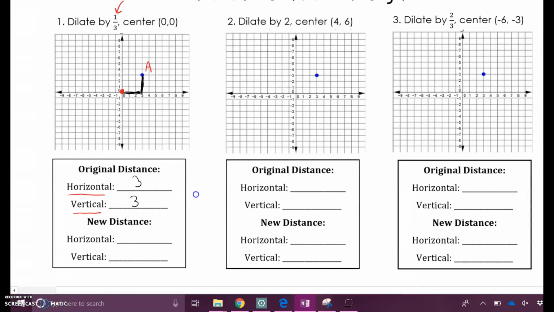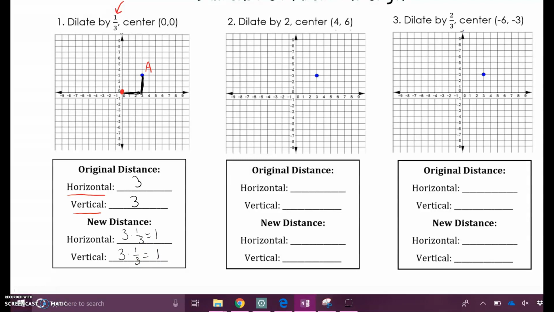So we know our scale factor is 1/3. So our new horizontal distance is going to be 3 times 1/3, which is just 1. Vertical distance, 3 times 1/3, which is also 1. So our new point A, or A prime, is going to be at 1, 1, right here. 3, 3 became 1, 1, our dilation of 1/3.